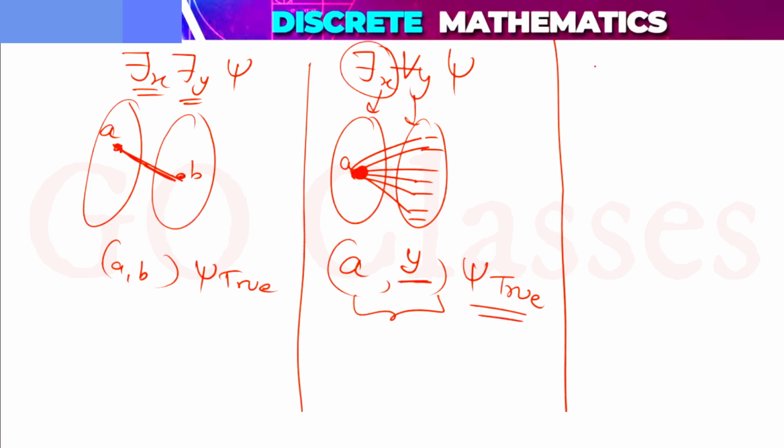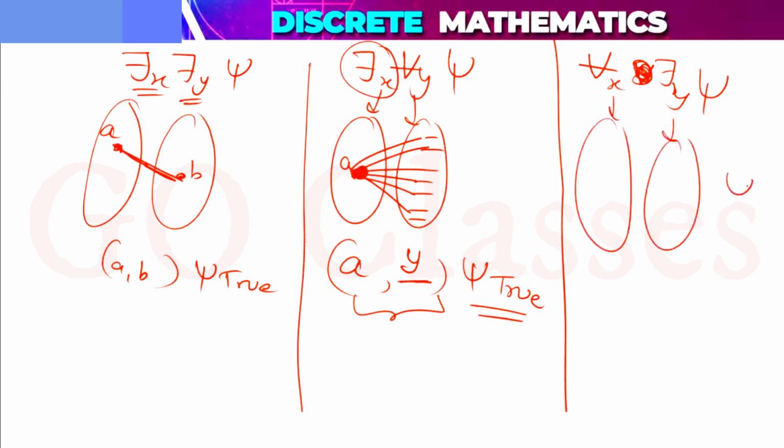Now let's see what is the meaning of for all x there exists y psi. What is the meaning of this? For all x there exists y psi. Let's assume again the domain of x is this, domain of y is this, and this is psi. Now this is saying that for everyone there is someone. For example, if you have a comma b comma c, then for a you can have someone. For b also you have someone. For c also you have someone. For everyone there is someone.